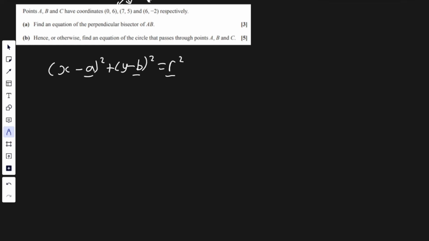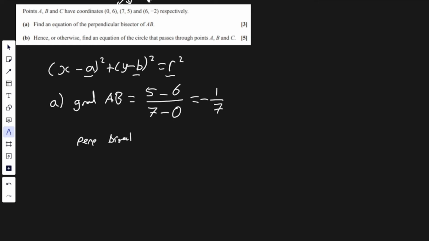But what they actually want us to do is find a perpendicular bisector of AB, and that's going to lead us to finding this equation of a circle. So let's first of all do that. So find the equation of the perpendicular bisector of AB. Well, it's perpendicular to AB, so we should find the gradient of AB. That's equal to 5 minus 6 divided by 7 minus 0, which is minus 1 over 7. Which means our perpendicular bisector is going to be y equals 7x plus c.